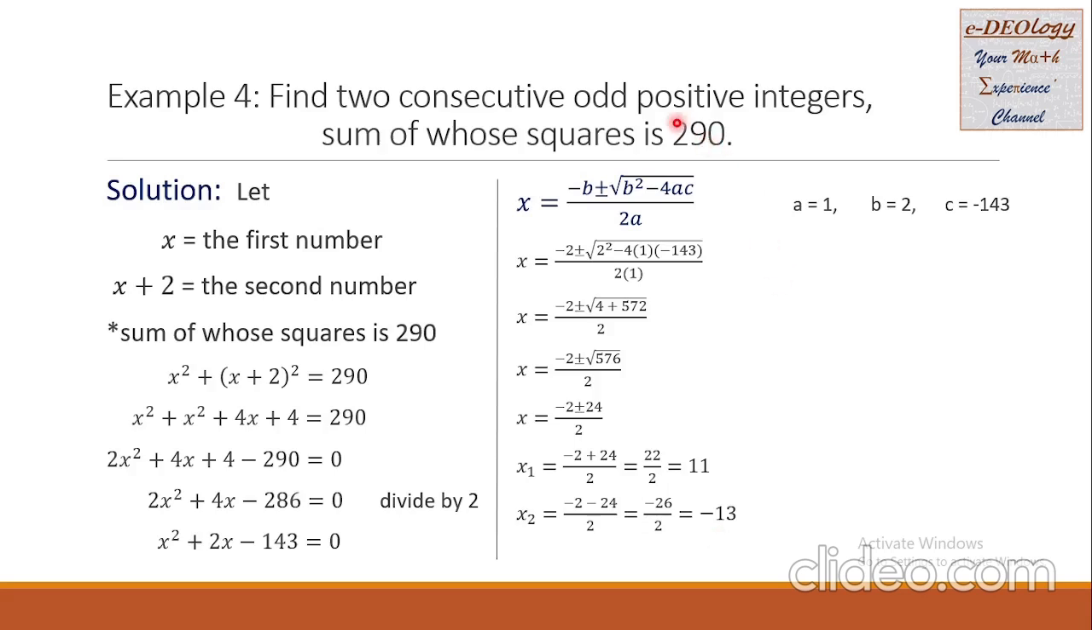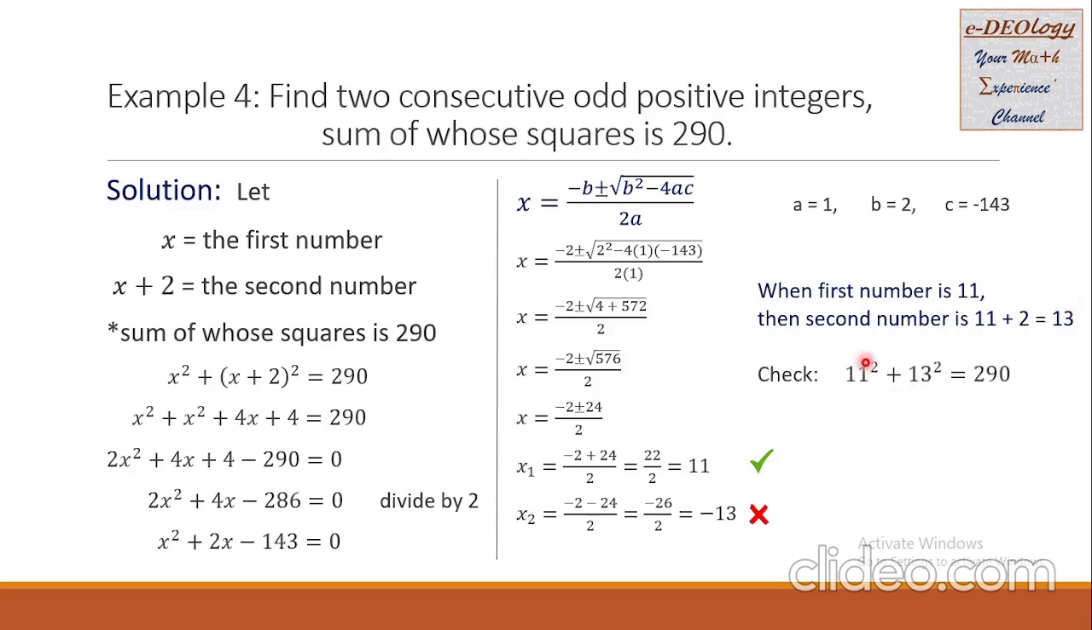In our problem, we require positive integers. Therefore, we only accept the positive 11 while we don't accept the negative 13. Therefore, our x is positive 11. This is our first number. So we write, when the first number is 11, then the second number is 11 plus 2 equals 13. So our numbers are 11 and 13.